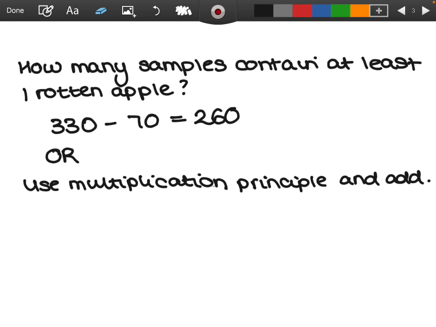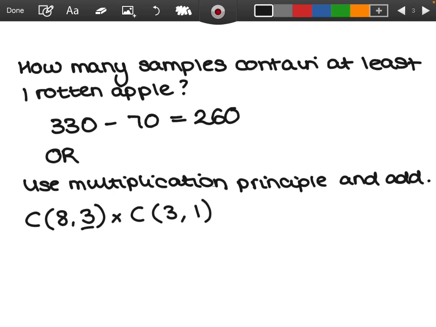The other way you could have done it is by using the multiplication principle. So what you could have done is said, okay, I want to see if out of the 8 good apples, I picked 3 of them, and then out of the 3 bad apples, I picked 1. So I've still got the 4 apples that I picked out, 3 plus 1. I've picked out 3 good apples and 1 rotten apple. Okay, choice 1 and choice 2, I've multiplied them together, and that gives me the number of outcomes where I have 3 good apples and 1 rotten apple.